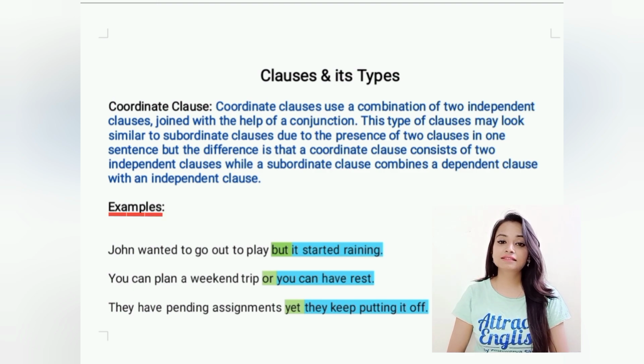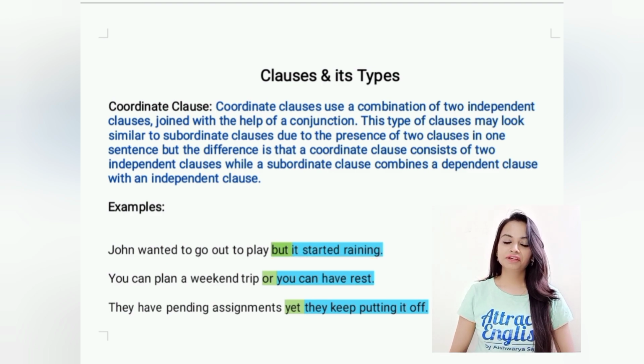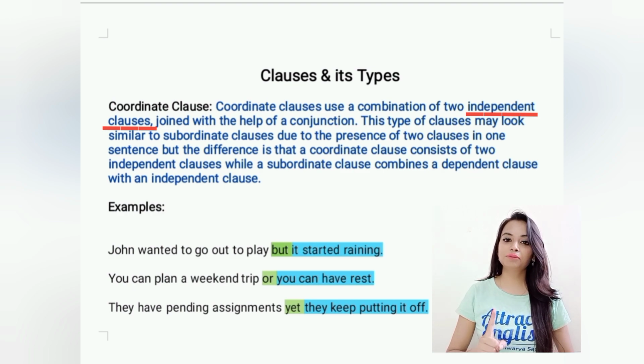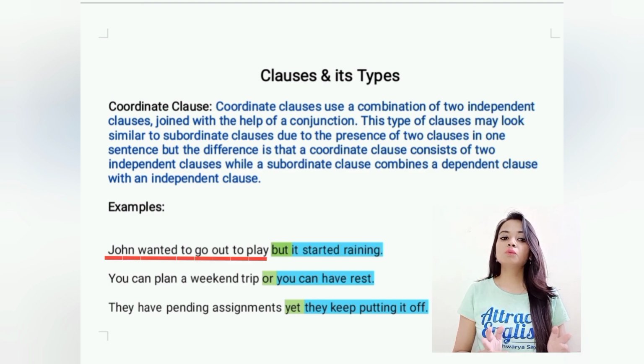Now let's discuss the examples. First, "John wanted to go out to play, but it started raining." Here, "John wanted to go out to play" is the first independent clause. If I read only this part of the sentence, it is still making complete sense and therefore it is an independent clause.